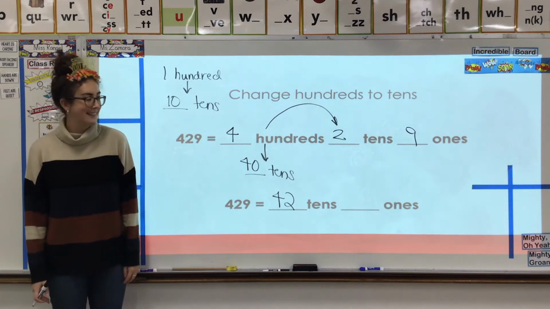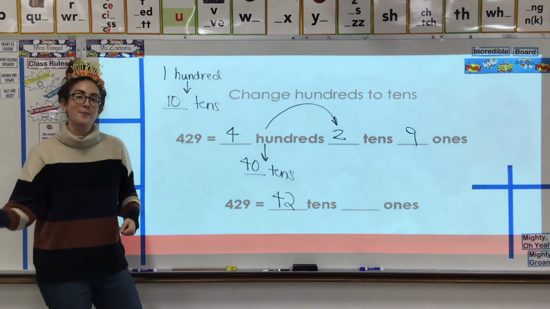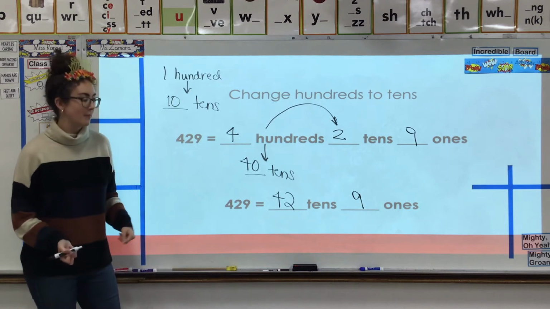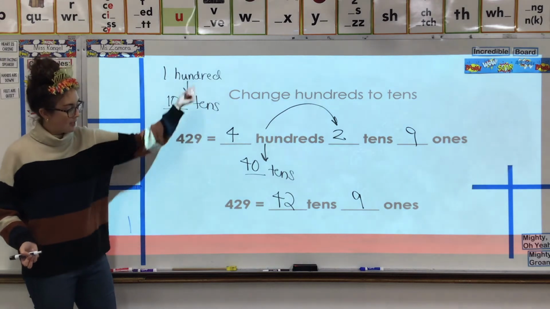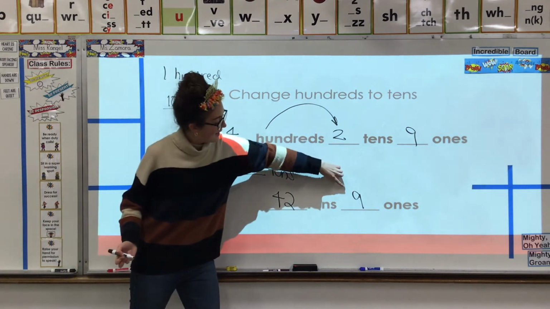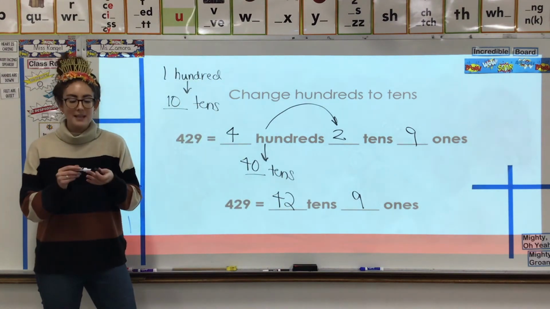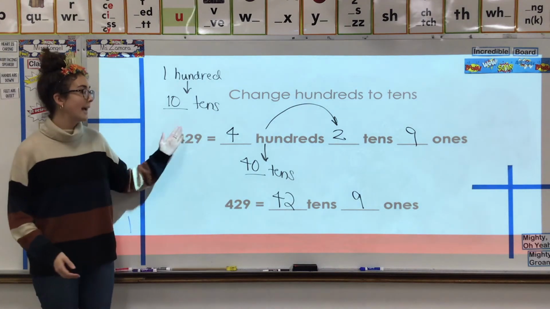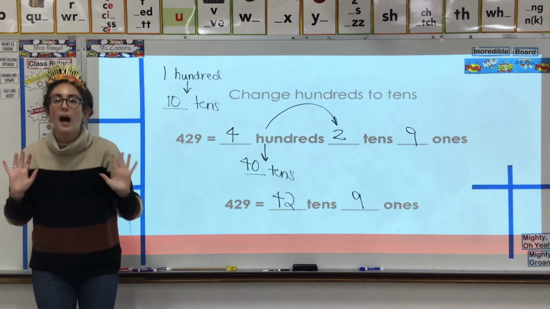So many. But what about the ones place? How many ones do we still have? 9 ones. We didn't mess with our 9 ones. So what is a second way we could show 429? In a group of 42 tens and 9 ones. These 2 unit forms get us the same value. It doesn't matter as long as we know that 1 of a bigger unit equals 10 of a smaller unit.